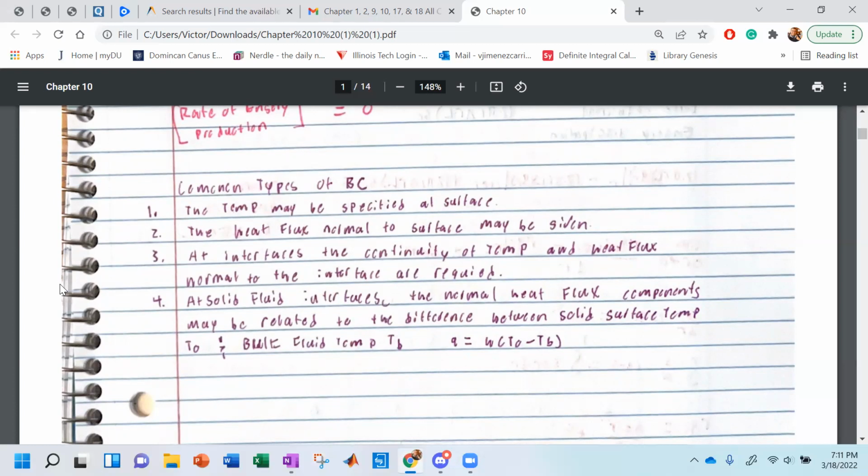At interfaces, the continuity of temperature and heat flux normal to an interface is required. I'm not sure what that actually means because I haven't seen it applied in any of these questions. But number 4 is pretty important.